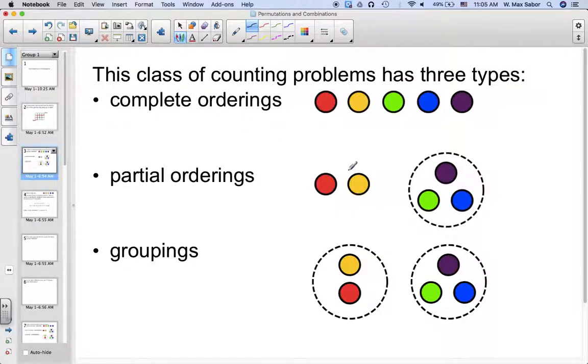So this class of counting problems has three types: complete orderings, so red, then yellow, then green, then blue, then purple; partial orderings, where we have red, then yellow, and we don't care about the order of the rest; and then groupings, when we're grouping these two together and these three together.